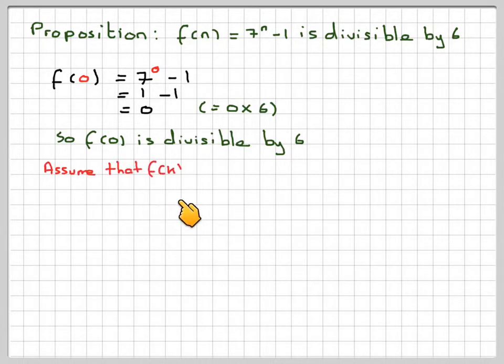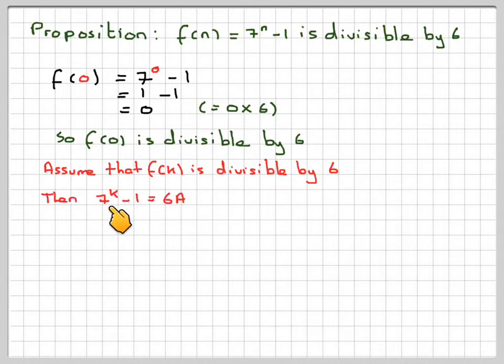Assume true for f of k. So we're going to assume that f of k is divisible by 6. So then what we are saying is that 7 to the k minus 1 will be equal to 6 times another whole number. This will be true, because if you did 7 to the k minus 1 divided by 6, you would have to get a whole number.